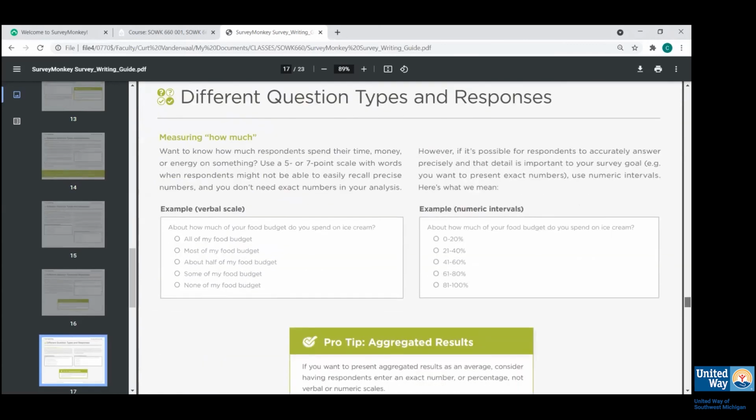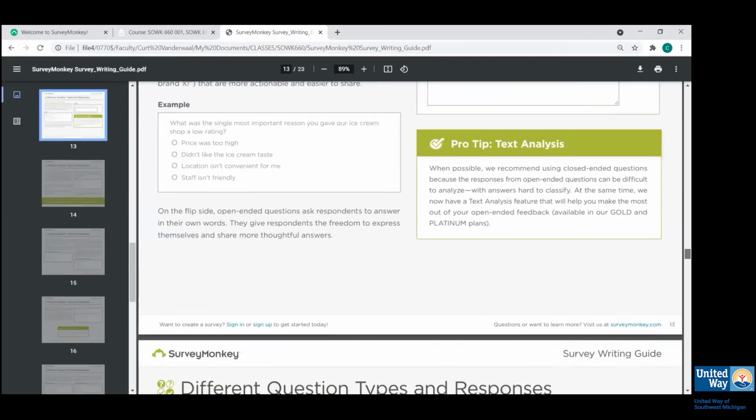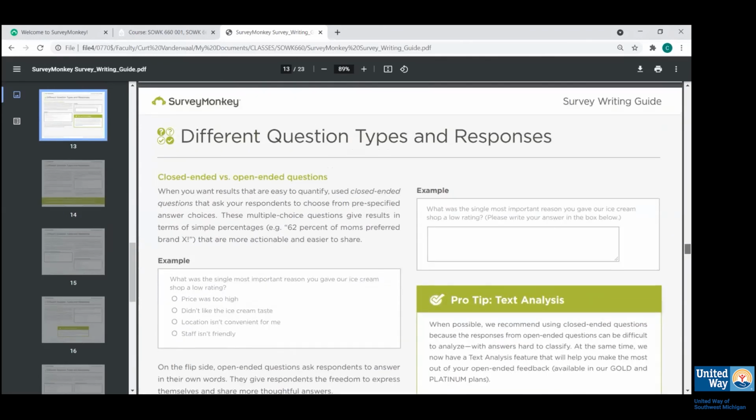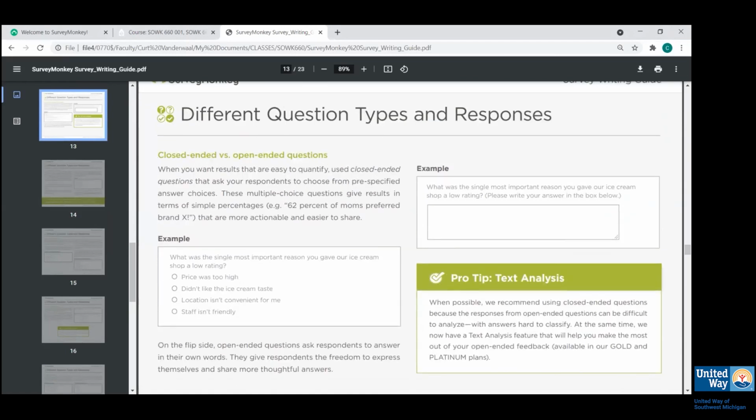Let me scoot down for a second and see if I can find that one, because I remember seeing it and I'm not seeing it. This is just making everybody dizzy. Sorry. Let me just talk about it for a second. Instead of these four options: price was too high, didn't like the ice cream taste, location isn't convenient, staff isn't friendly.